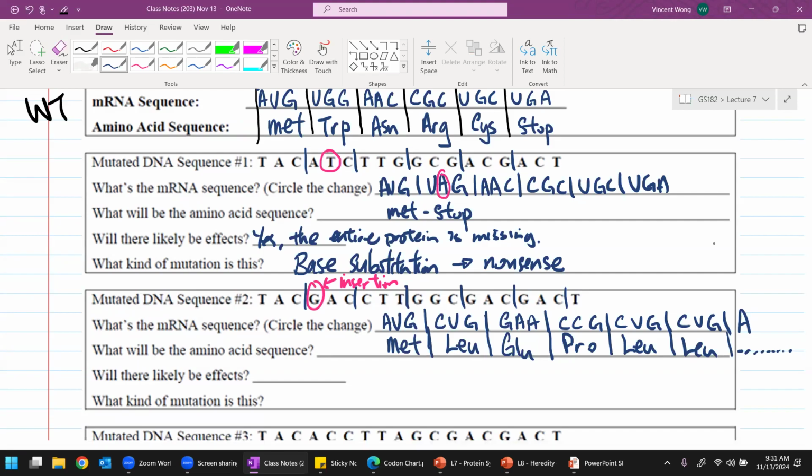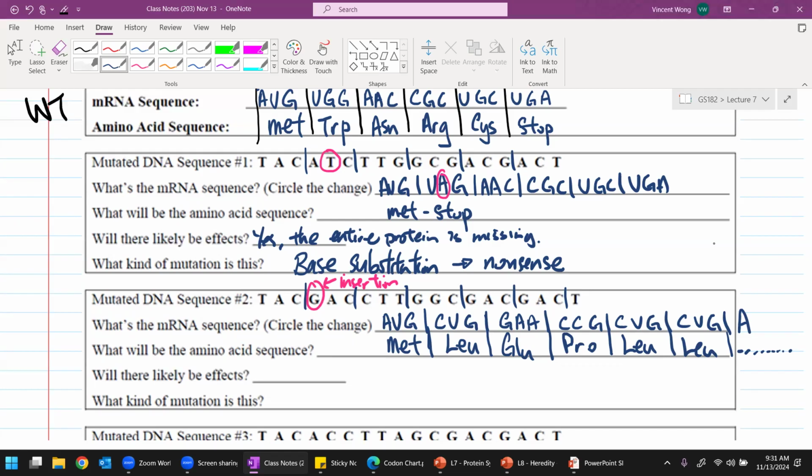So let's compare the wild type with our mutant. It's Met, which is good. And then everything else is wrong, right? Everything else is wrong. And in fact, we're supposed to stop there, but we missed the stop because of the frame shift. So this is going to go on for some time until maybe it hits another stop later.